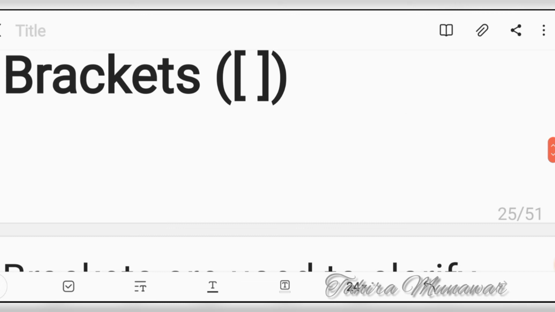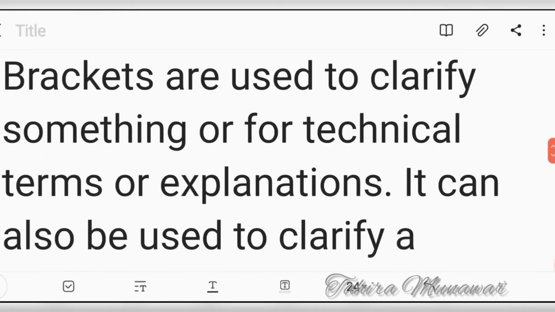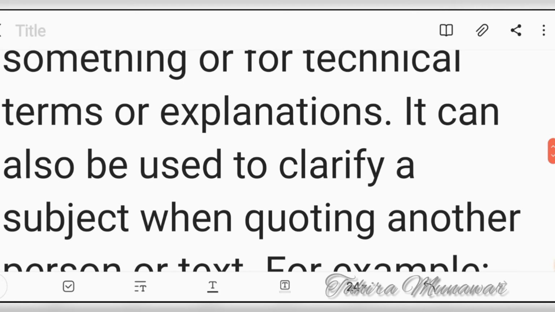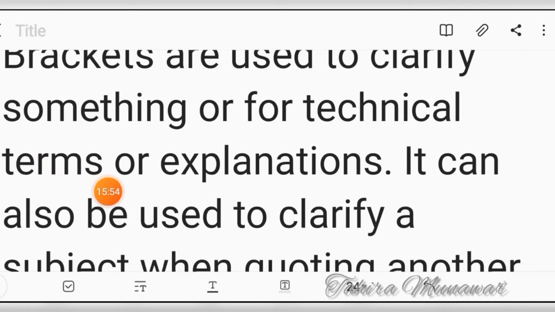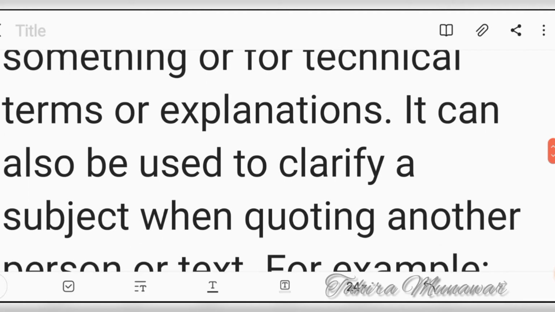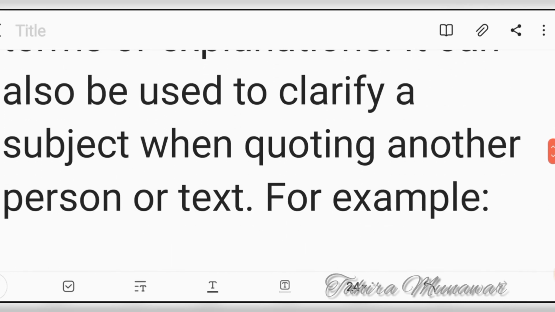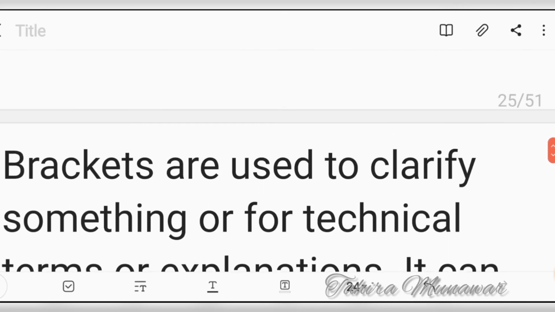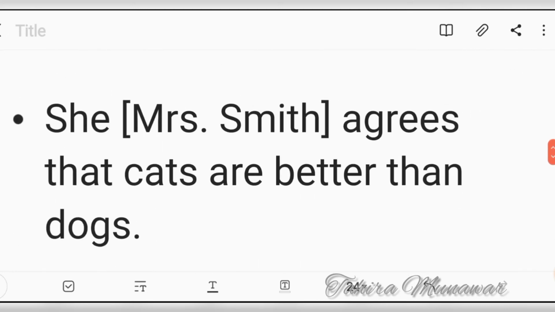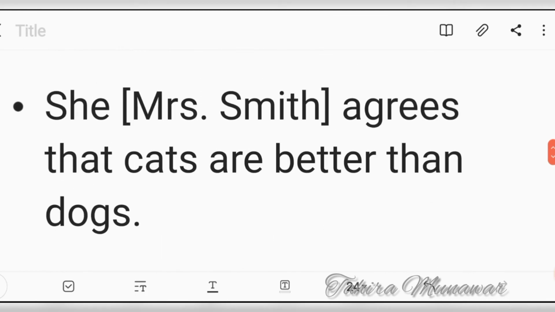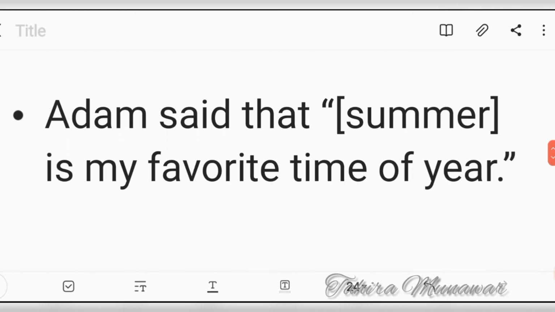Now coming to the brackets. Brackets are used to clarify something for technical terms or explanation. So brackets are usually used where? Here the writer has just said technical terms and explanations. When you want to explain something and you're writing a scientific text, it is recommended that you use parentheses like this. Secondly, to clarify some context: She (Mrs. Smith) agrees that cats are better than dogs. She, Mrs. Smith. You can also use commas instead of parentheses, and it will be fine and okay.